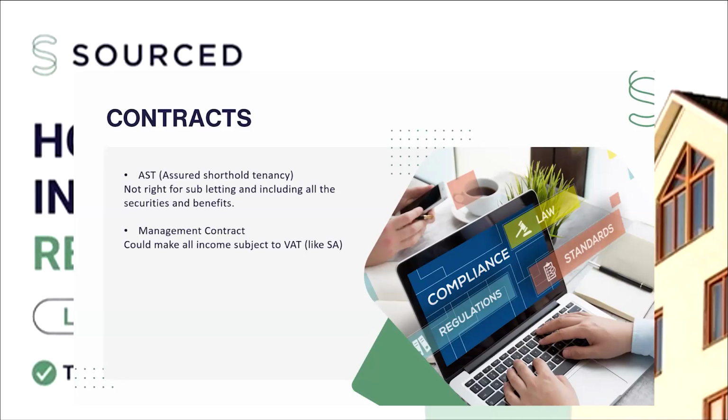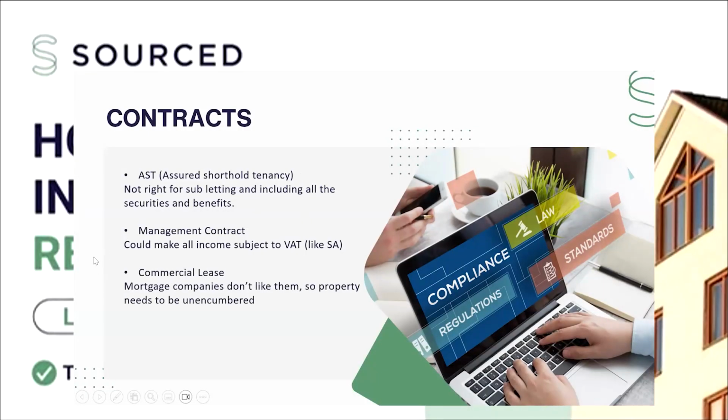Because how are you going to mitigate for that? How are you going to structure your business in a way that means that you can make as much profit as possible while limiting the amount of VAT that you pay? And there's lots of creative ways that you can do that. Classing your income as management income and taking a percentage is one of those ways. So a management contract for serviced accommodation is a sensible way to go.